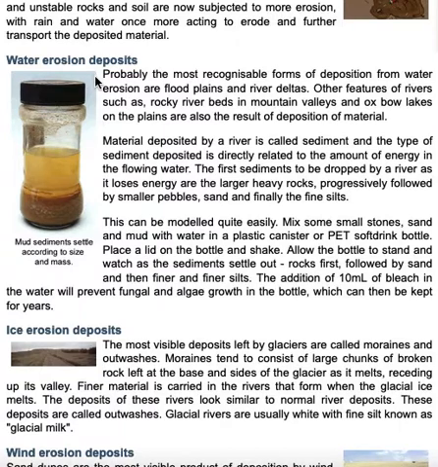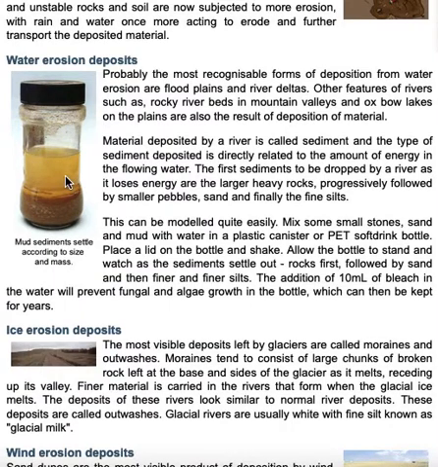Water erosion deposits. Probably the most recognizable forms of deposition from water erosion are floodplains and river deltas. Other features of rivers, such as rocky riverbeds in mountain valleys and oxbow lakes on the plains, are also the result of deposition of material. Material deposited by a river is called sediment. The type of sediment deposited is directly related to the amount of energy in the flowing water. The first sediments to be dropped by the river as it loses energy are the larger, heavier rocks, progressively followed by smaller pebbles, sand, and finally the fine silts.